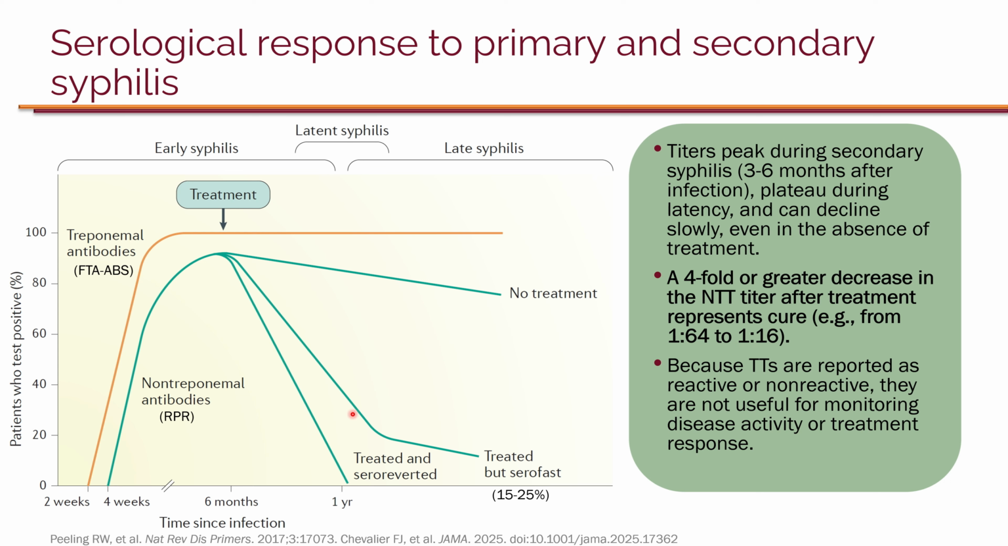Now, there are two situations that could happen. Most people who get successful treatment actually seroconvert, meaning that these levels will no longer be detectable. However, up to a quarter of patients after successful treatment continue to have detectable levels of these antibodies, but of course this would have declined by more than fourfold after treatment.